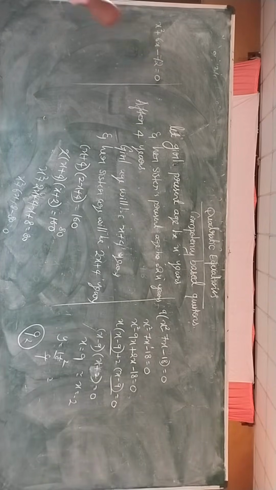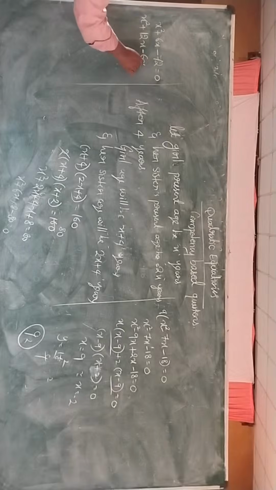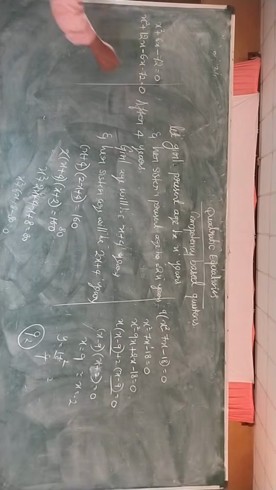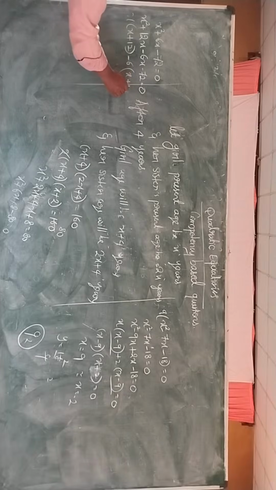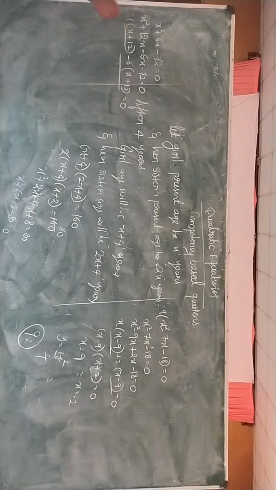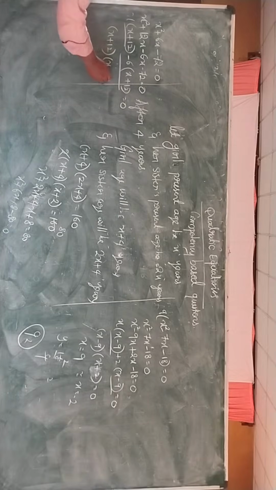So find the factors of 72 whose difference becomes 6: 12 and 6. x square plus 12x minus 6x minus 72 is equal to 0. So x is common, x plus 12, and here minus 6 is common, x plus 12 is equal to 0. Again x plus 12 is common. x plus 12 into x minus 6 is equal to 0. So x is equal to 6.